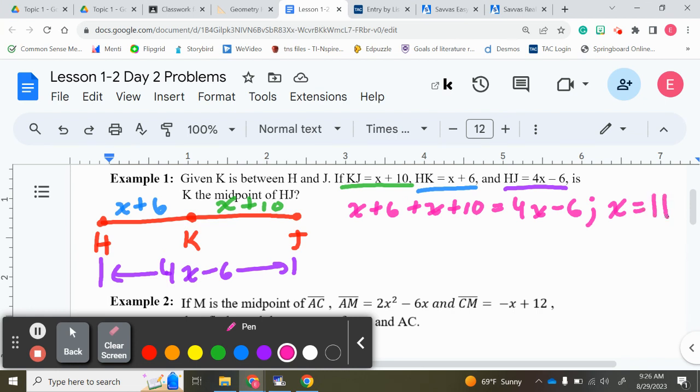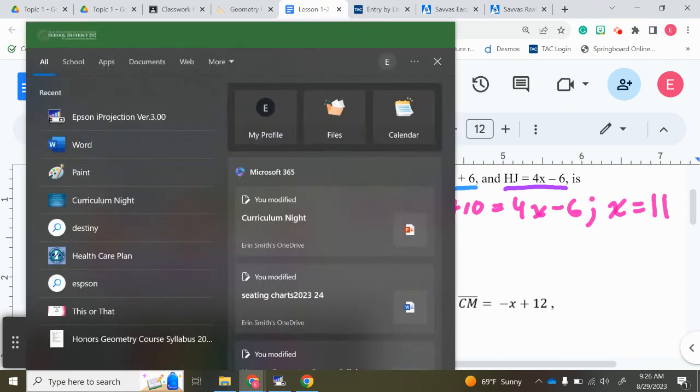Okay. All right, now what are we going to do with this 11 in order to solve for what we need? First off, before we do, what do we need? If K is a midpoint, what is that telling us about the two segments surrounding K? They have to be what? Say it loud and proud. Equal. They have to be congruent, right? So this and this have to be equal in order for this to work.